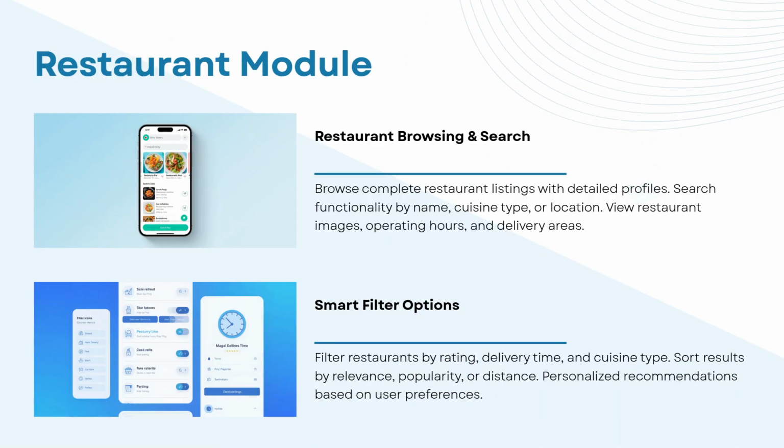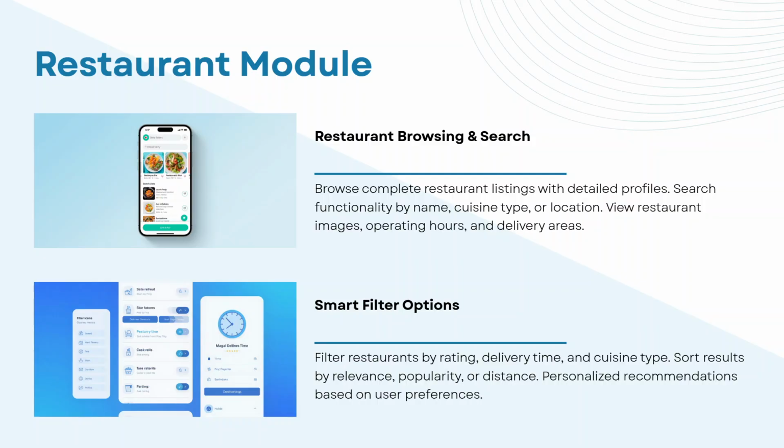Now the restaurant module. The restaurant module is the main entry point for the users in this application. Users can view a list of available restaurants along with details such as name, cuisine type, ratings, and images. The application also provides search functionality, allowing users to find restaurants quickly.